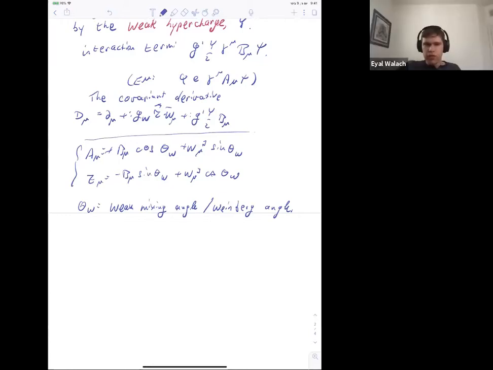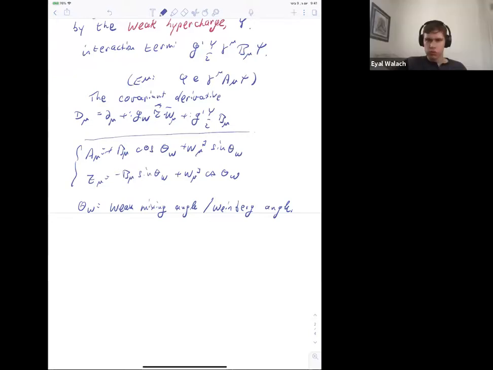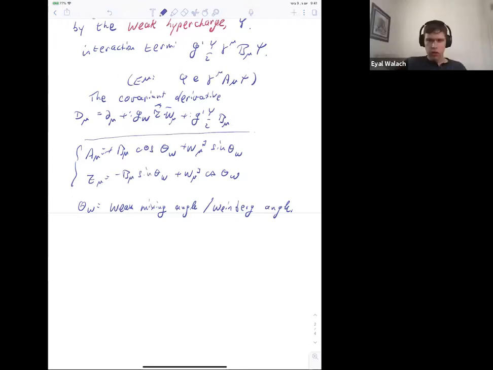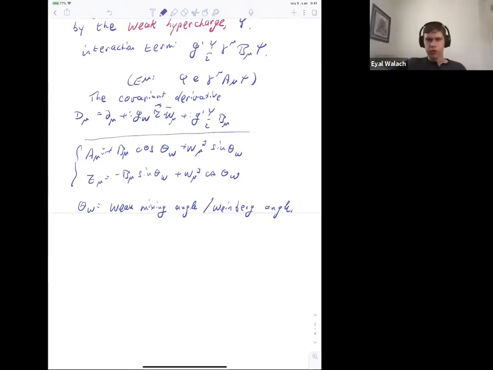I have. So the B bosons do not interact with themselves, right? Yeah, right. But the W's do interact with themselves. I think you said that there are 3 W's. Yeah, there are 3 W's, yes. So, is that true for the W3 as well?